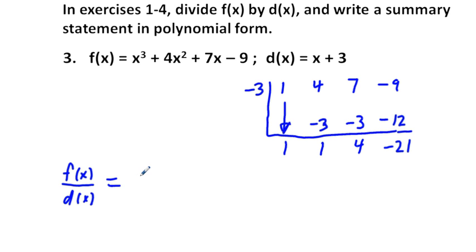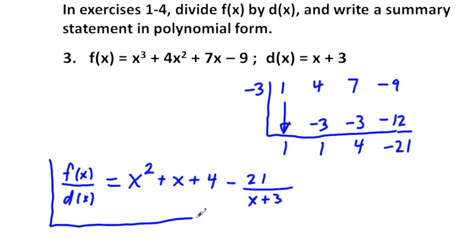So our answer is going to be 1x squared plus 1x, which is x, plus 4x to the 0 power, which is 4, minus 21 over x plus 3. So this would be our correct answer in summary statement form.